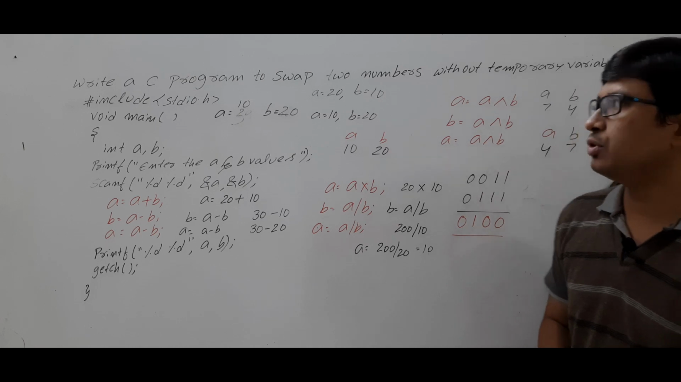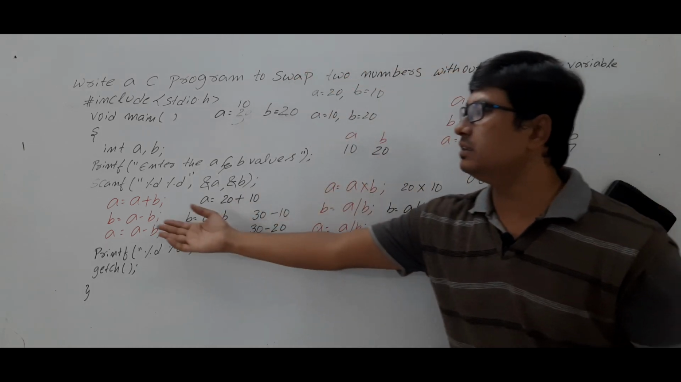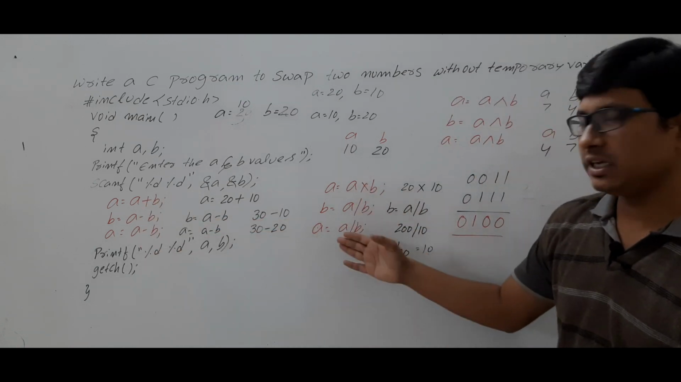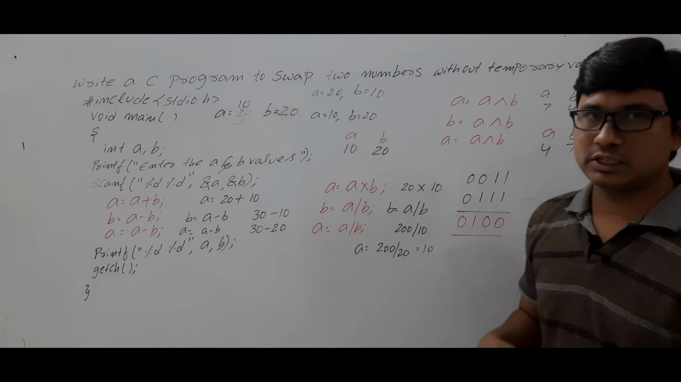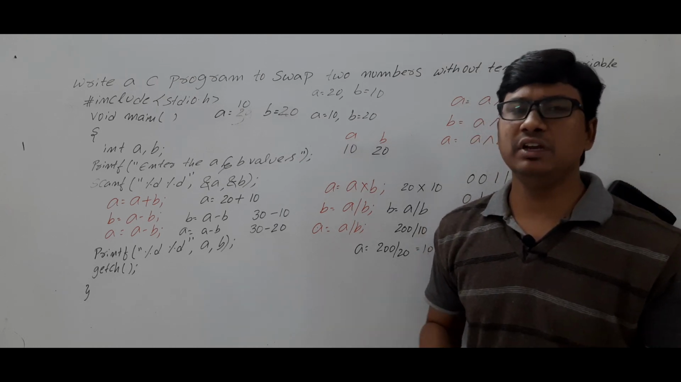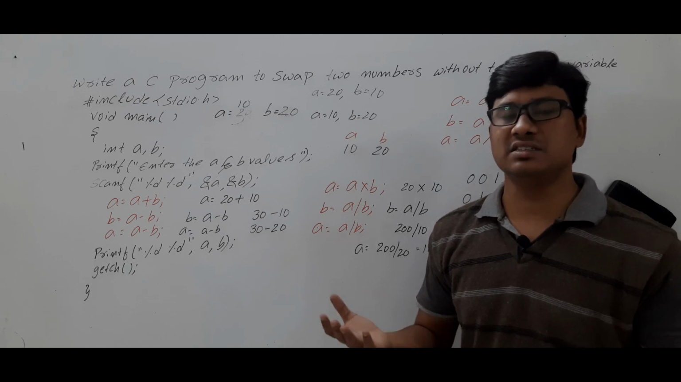So this is about swapping of two numbers without using a temporary variable in 3 variations. This is about addition and subtraction, multiplication and division, and exclusive OR. If you still have any doubts related to this concept, feel free to ask me in the comment section. I will try to clear your doubts as early as possible.